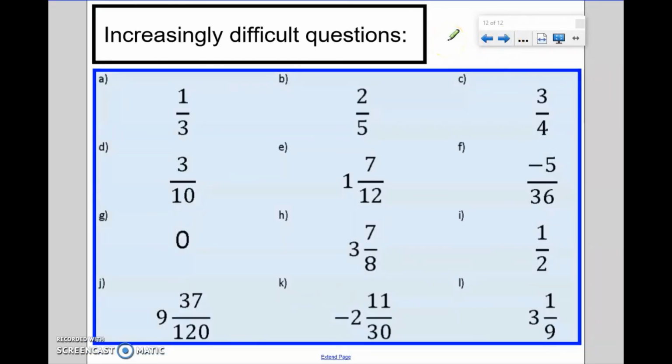My answers look like this. Could you spend a little bit of time marking and assessing your work? And if you're getting these questions correct, especially those on the bottom 2 lines from G to L, then that is fantastic. You've shown a very good understanding of adding and subtracting fractions.